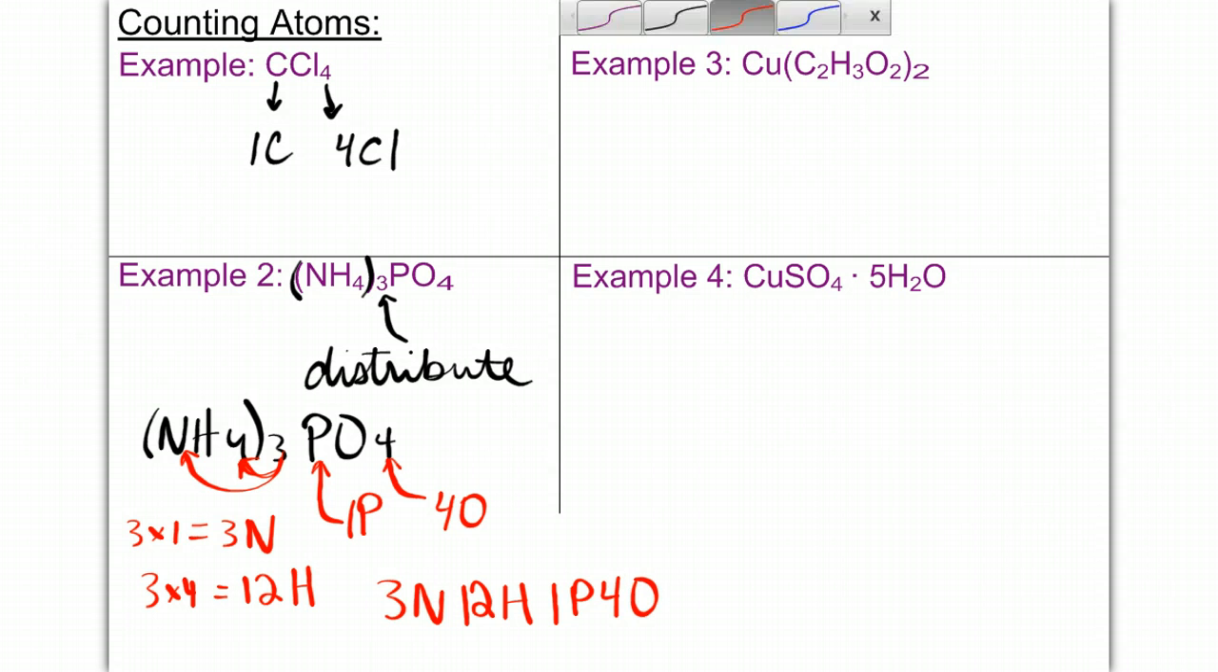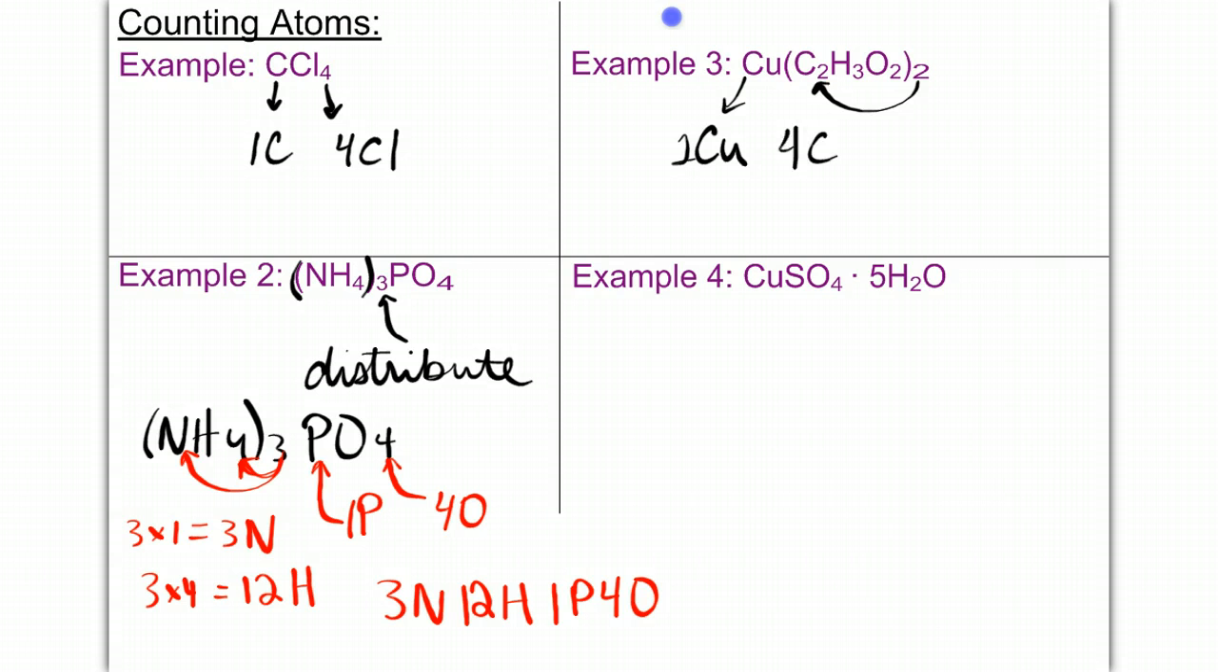In example number 3, this again has parentheses, so we'll have to distribute. So this means I have 1 copper. As I distribute, 2 times 2 is going to equal 4 carbons. 2 times 3 is going to equal 6 hydrogens, and 2 times 2 will equal 4 oxygen.